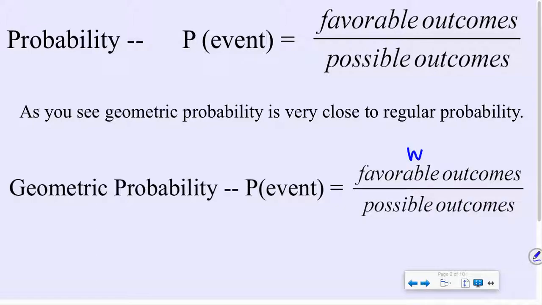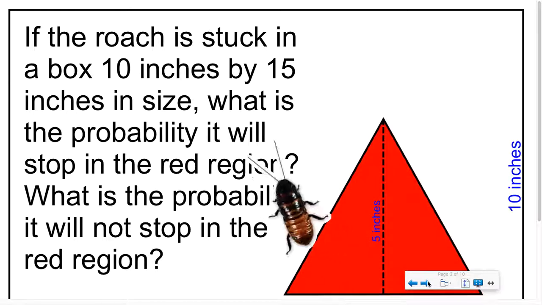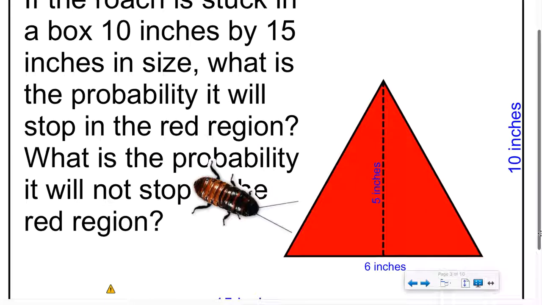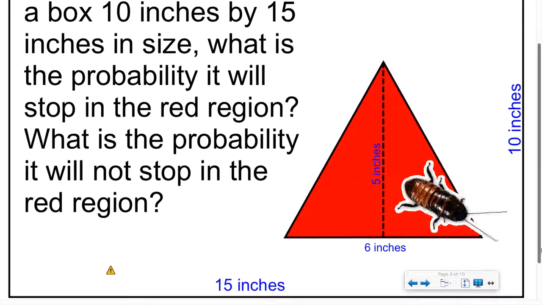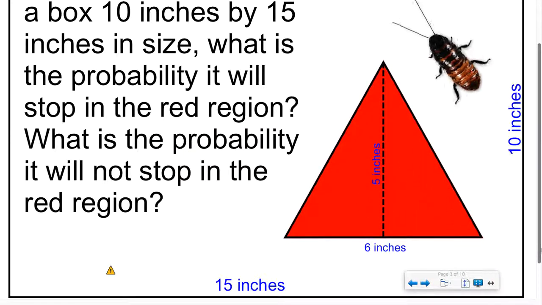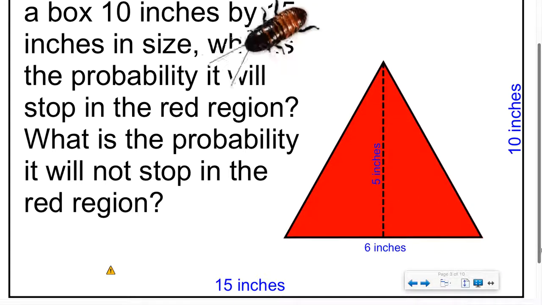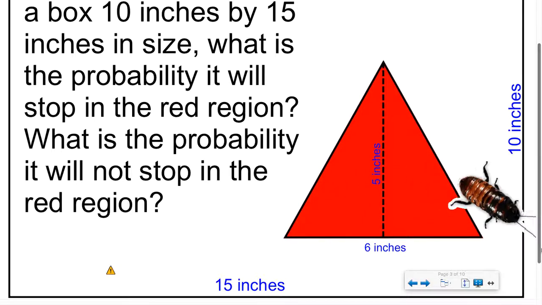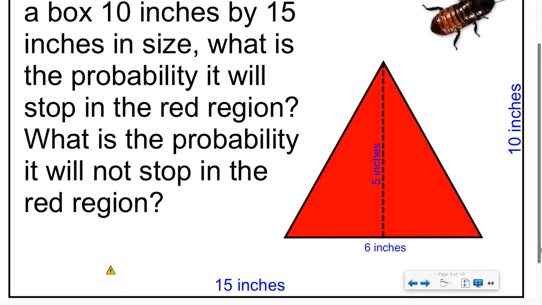favorable outcomes, I usually refer to that as what you want. Your numerator will always be what you want over the total possible options that there is. So we have this roach that is stuck inside of a box that is 10 inches by 15 inches. And I want to know the probability that it's going to stop in the red region. Probability, what you want over the total possible.